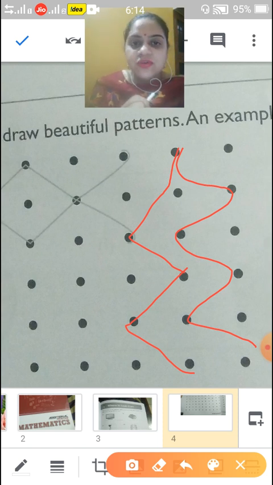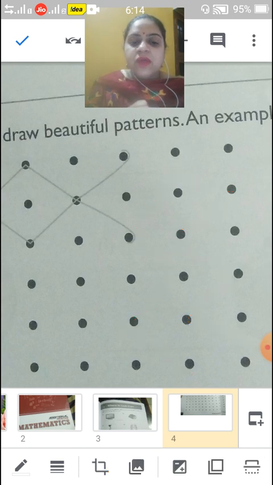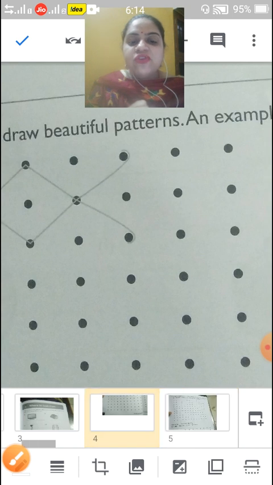So these questions are basically for your practice. You can draw any pattern, okay, by using these dots. Now children, come to our next question.